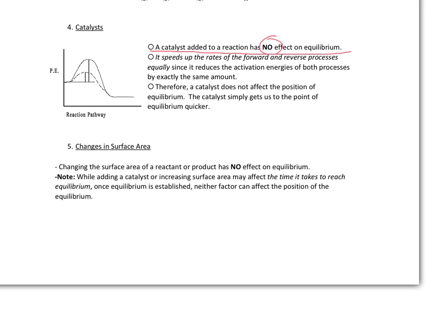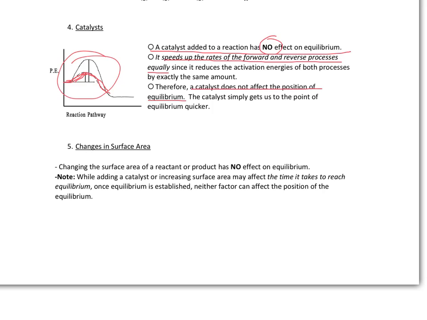The reason it has no effect on an equilibrium is because when a catalyst is added to a reaction, it speeds it up by lowering the activation energy, as you can see in the diagram. However, it lowers the activation energy by the same proportion in the forward direction as it does in the reverse direction. Therefore, it speeds up the rate of the forward and reverse processes equally, and a catalyst has no effect on the position of the equilibrium.